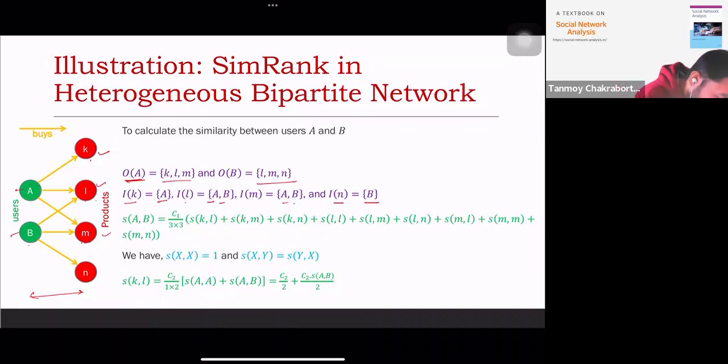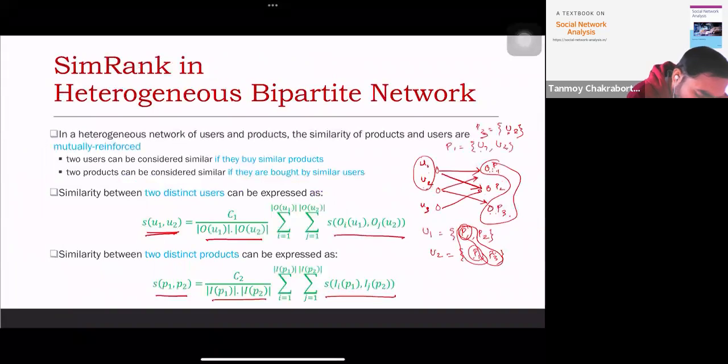So as per the formulation, the similarity of A and B, forget about the constant. Okay, let's discuss the constant very quickly. The constant says that you have a certain C, which is a constant that you can define earlier. And the denominator is the number of U1's out neighbors times the number of U2's out neighbors. And here the denominator is the number of P1's in neighbors times the number of P2's in neighbors.